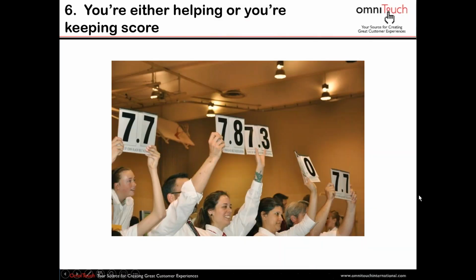Number 6 is an important one, and let me explain what I mean by this. When you sit with an agent and you talk to them specifically about their call or their live chat or their email, you're literally doing one of two things. You're either helping them or you're keeping score. Now let me explain what I mean by that.